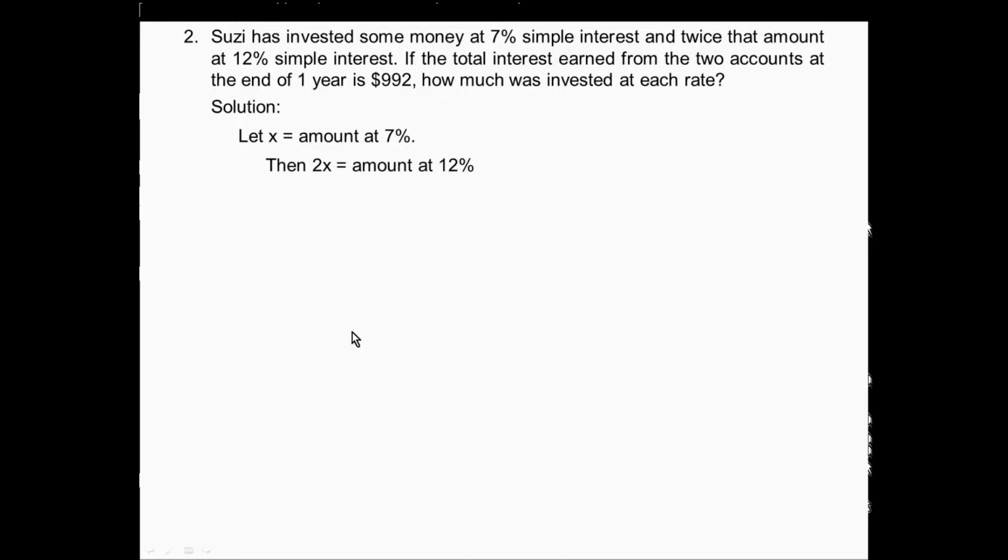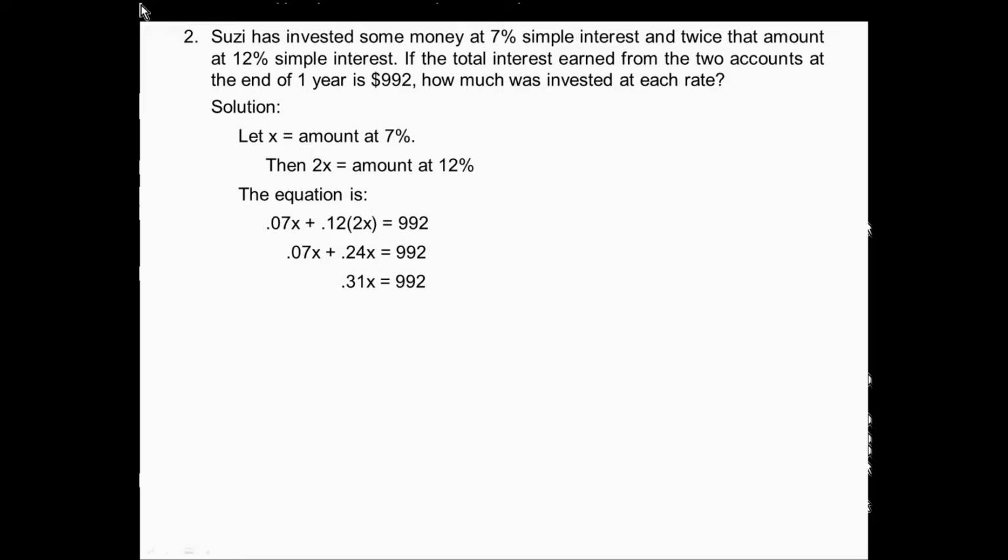So my equation is going to be 0.07x plus 0.12 times 2x is equal to 992. The equation is actually a little bit simpler looking than the previous one. Okay, now I'm not distributing, I'm actually associating. I'm doing the 0.12 times 2, so I'll have 0.07x plus 0.24x is equal to 992. Okay, combining your x terms, 0.07 plus 0.24 is 0.31. So 0.31x is equal to 992.